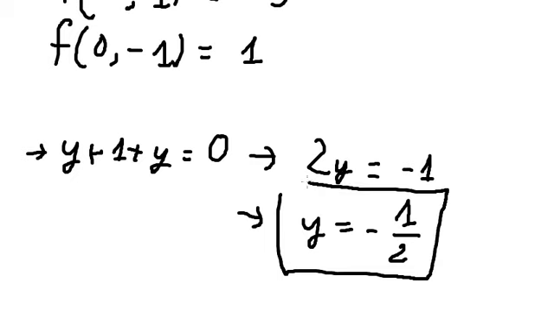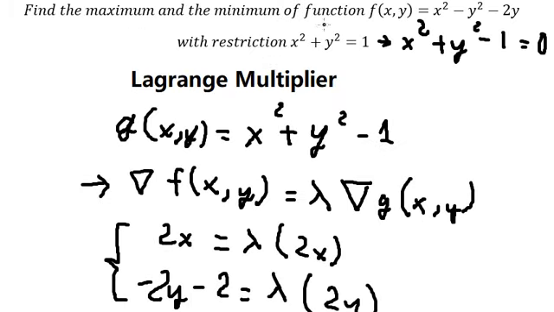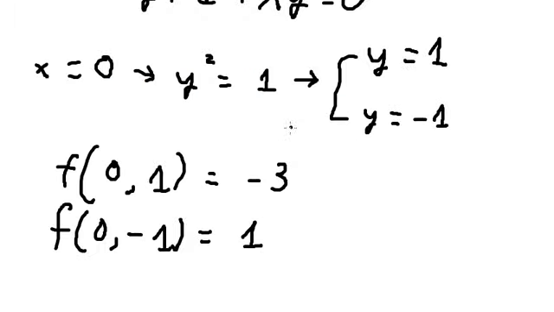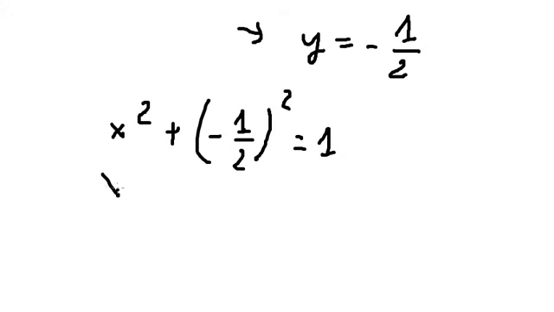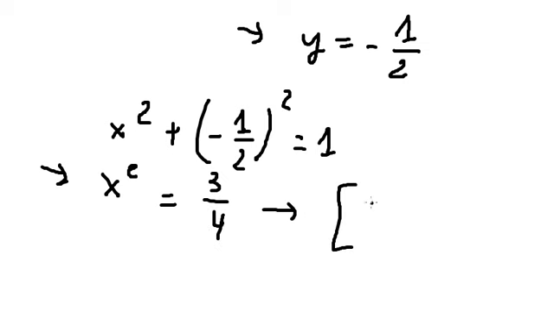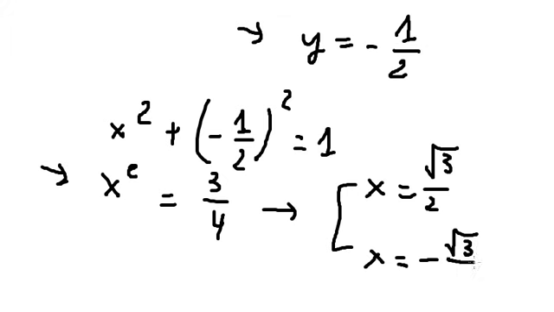After we got y equals to negative 1 over 2, we put this one in here to find the value of x. So we put this one in here, 1 minus 1 over 4. After we put the power 2, we will have about 3 over 4. So this one we have x equals to the square root of number 3 over 2, and x equals to negative the square root of number 3 over 2.